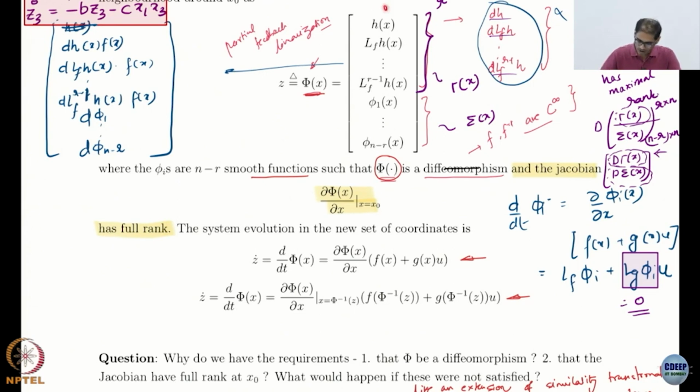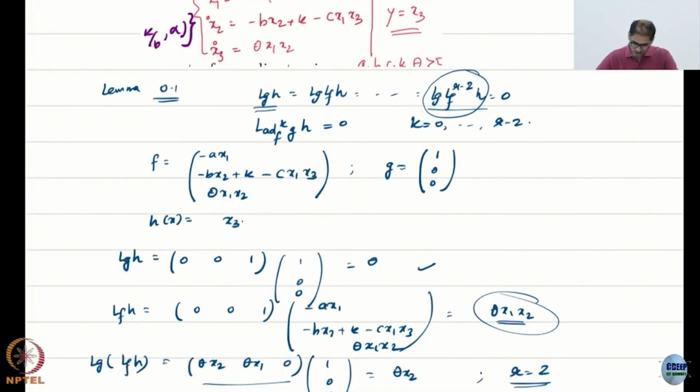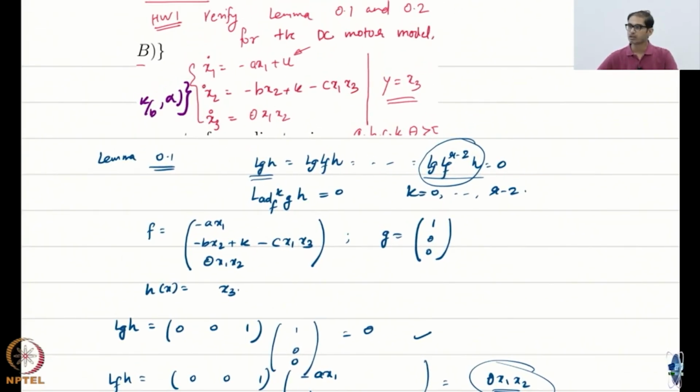So because these are independent coordinates, because it gives me maximal rank, not full rank in this case but maximal rank, all I have to do is to make sure that the d phi of these, that is partials of these, are also linearly independent. That is it. And we actually looked at an example, this DC motor example.